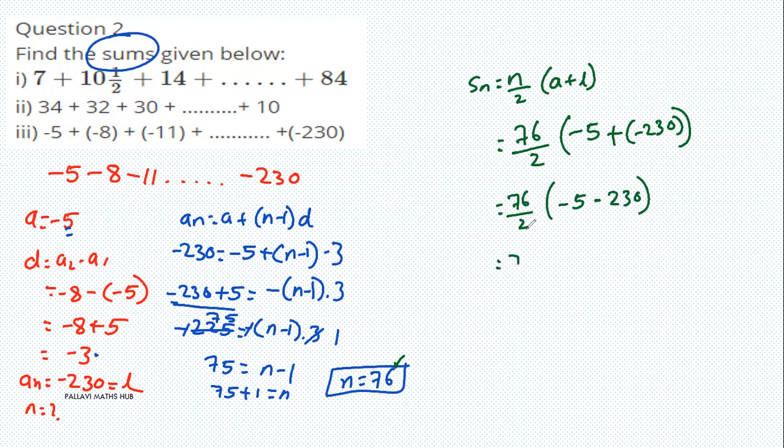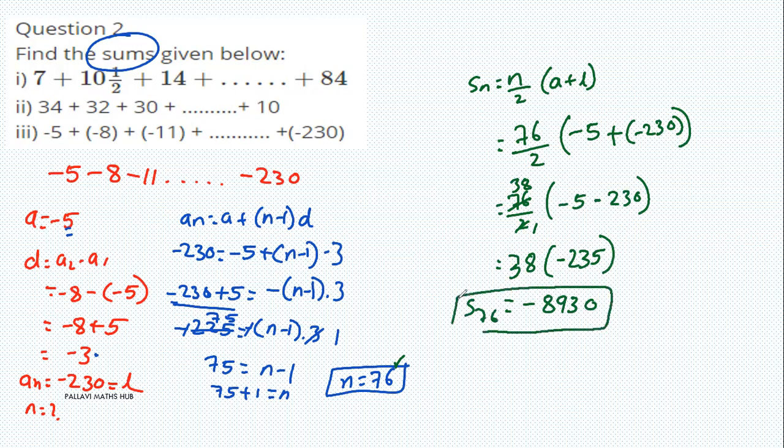So in the next step, cancel this. 2 ones are 2, 2 threes are 6, 2 nineteens are 38. So 38 into minus 230 minus 5 is minus 235. If you multiply, you will get minus 8930. So S76 is equal to minus 8930. I hope all of you understood this first question and second question.